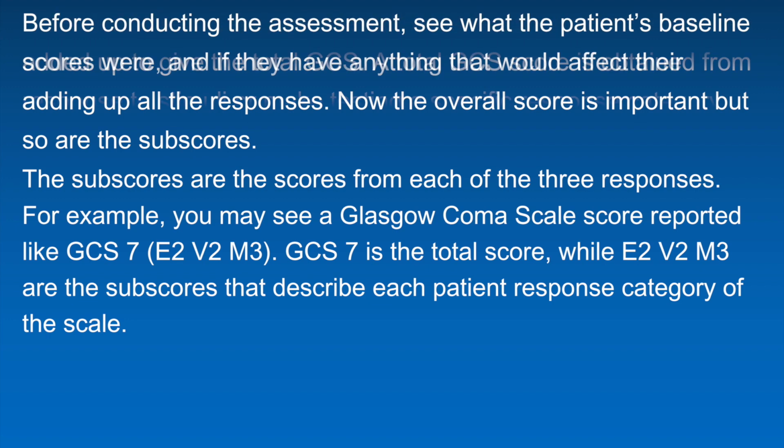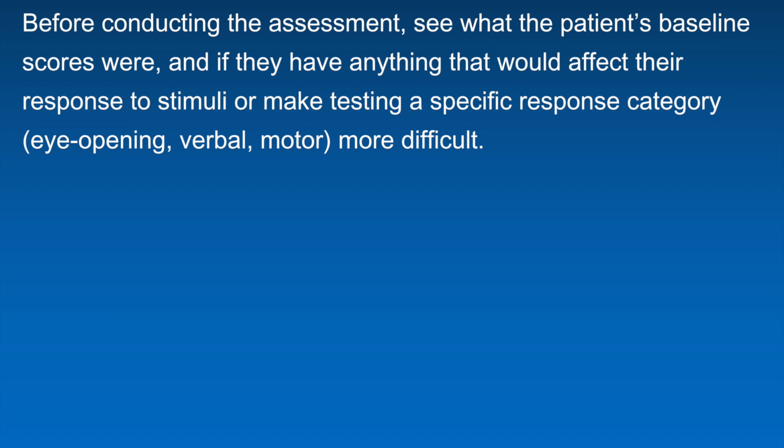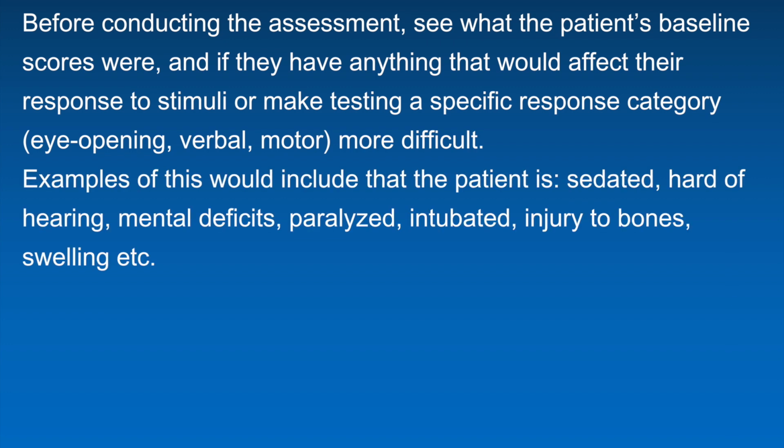Before conducting the assessment, see what the patient's baseline scores were and if they have anything that would affect their responses to stimuli or make testing a specific response category more difficult. Examples of this would include that the patient is sedated, hard of hearing, has mental deficits, is paralyzed, intubated, has injury to bones, swelling, etc. In such patients, it is difficult for us to assess the Glasgow Coma Scale.